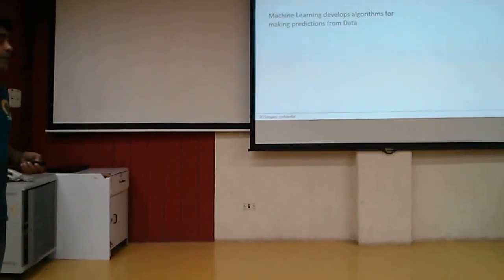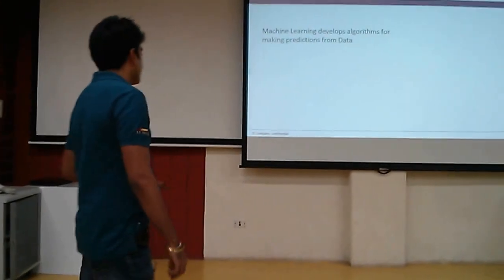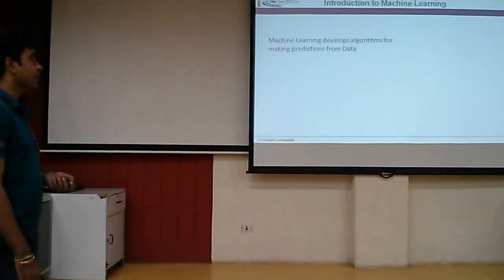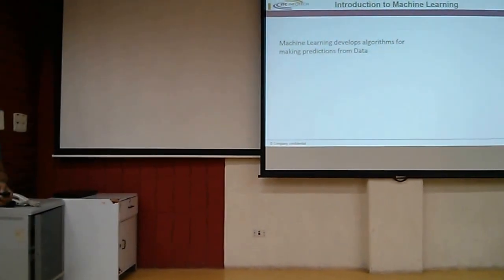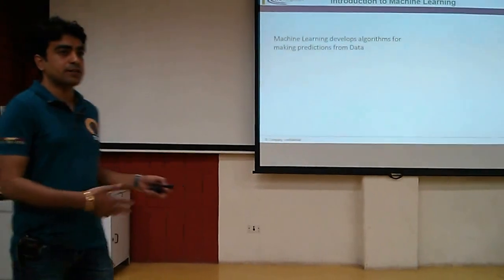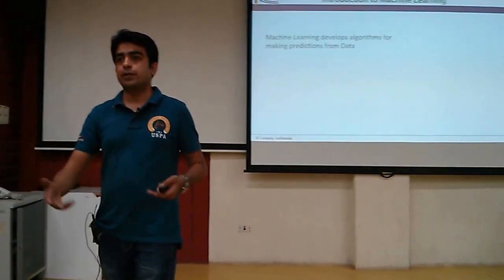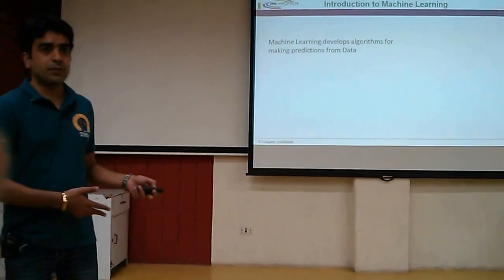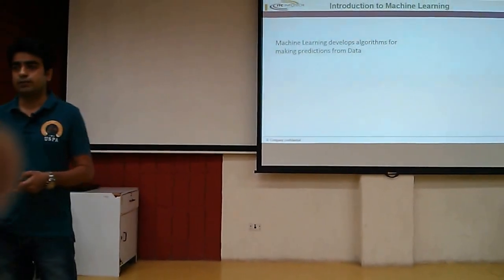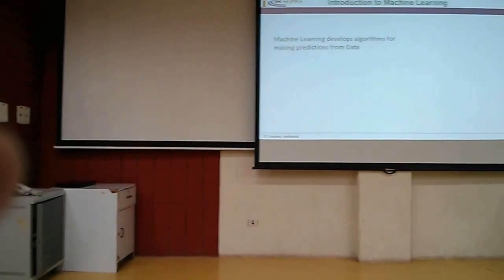So this is just a layman definition of machine learning, what it is. Machine learning develops algorithms for making predictions from data. The output of machine learning is an algorithm which makes predictions from data, and the data is usually past data. Like we as humans, we learn from experience and we predict our future. Like this happened in the past, so hopefully in the same situation, the same thing will happen in the future. That's the basic premise.